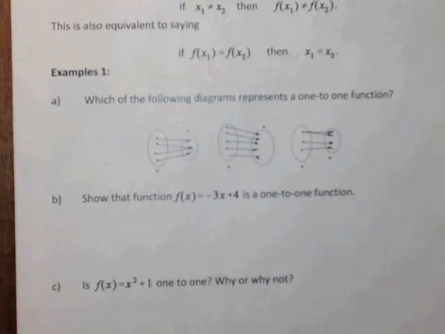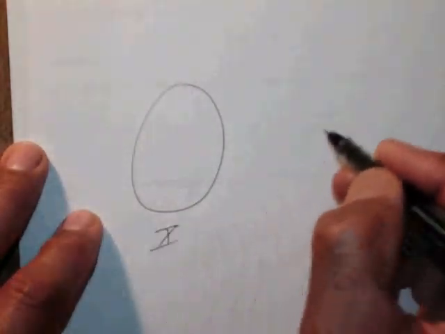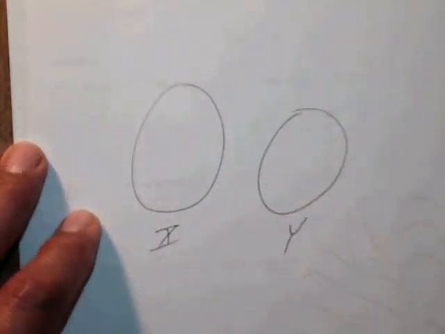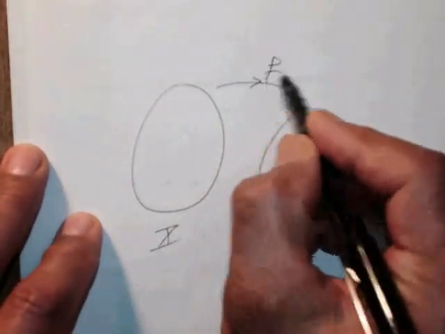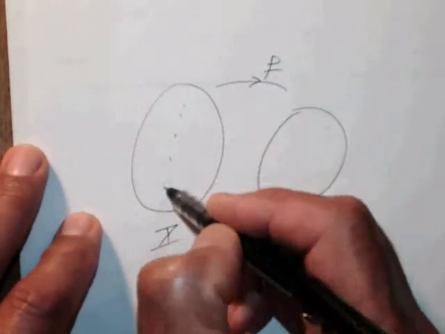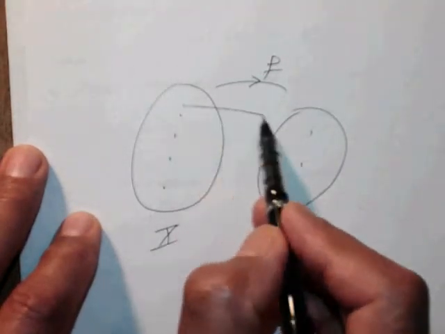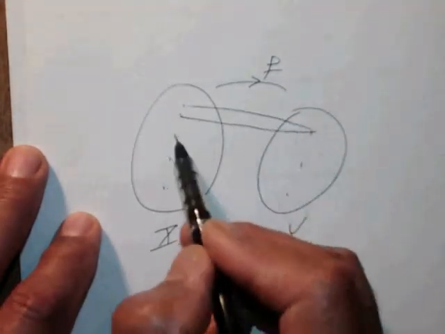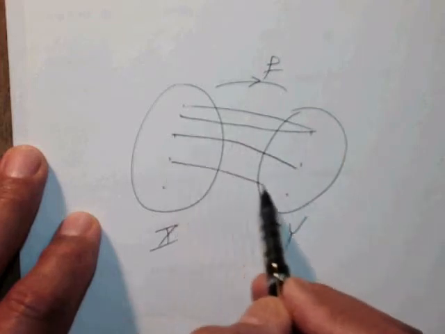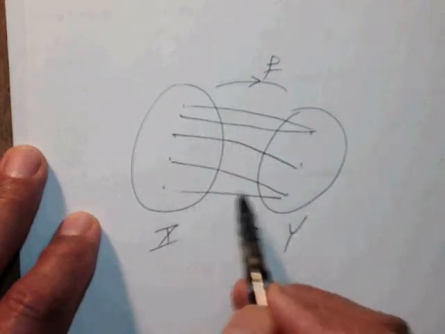Remember, we said for a function we have a set x and we have a set y, and then we said function f is a rule that corresponds to each x here, a y in set y, like this. This is a function.